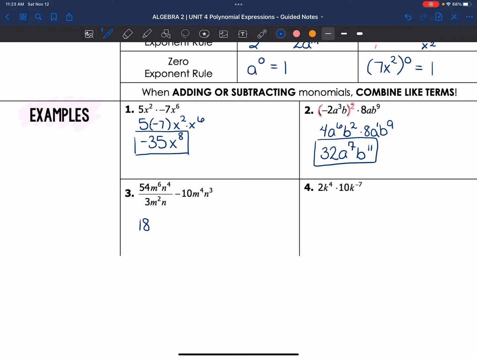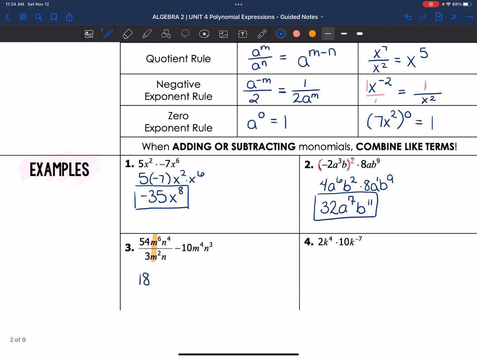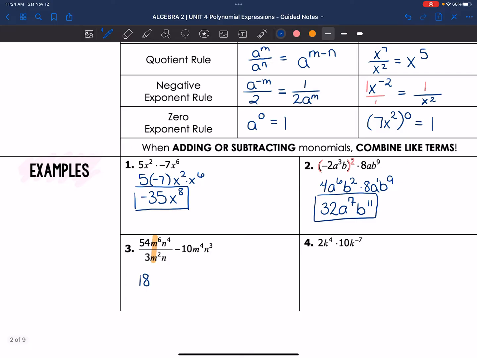And then when I focus in here on my m to the 6th over m squared, that is an application of my quotient rule. I need to subtract those exponents. So that's going to be m to the 4th. And then n to the 3rd, that's the next little piece right here, is going to be the result because 4 minus the 1 in the bottom is going to give me n to the 3rd. And then minus 10 m to the 4th n to the 3rd.